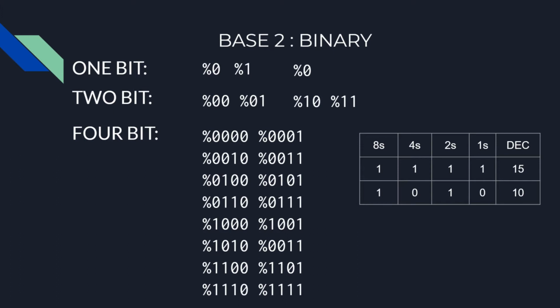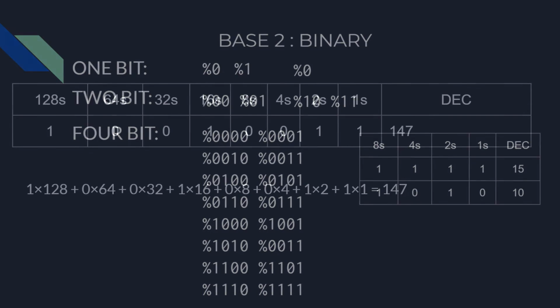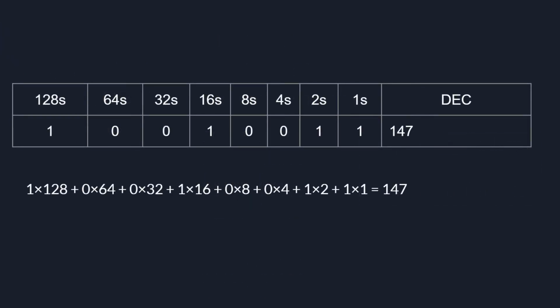Like the base 10 system, each place value is the place value right before it times 2, since we are in base 2. So an 8-bit value has the 128's place, the 64's place, the 32's place, the 16's place, the 8's place, the 4's place, the 2's place, and finally the 1's place, where every base begins.